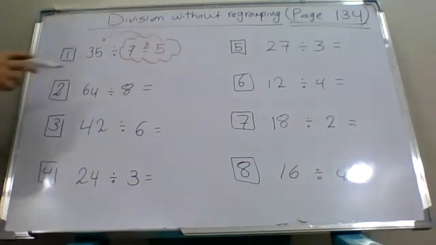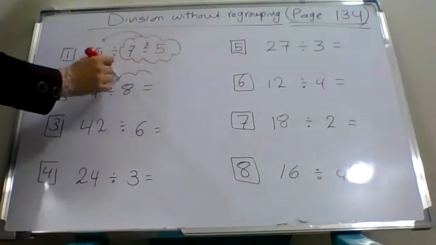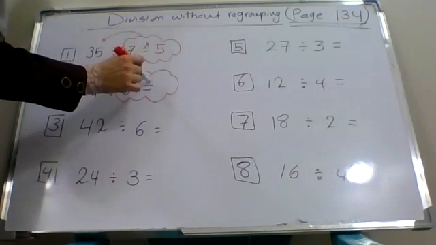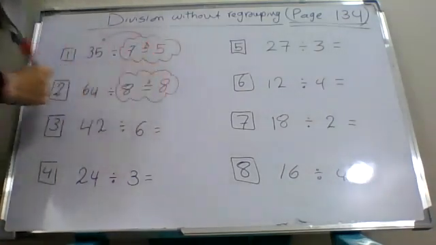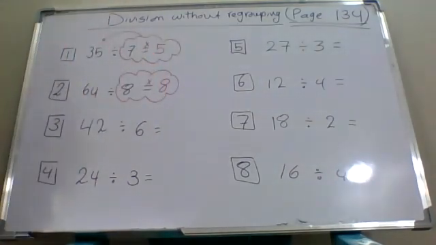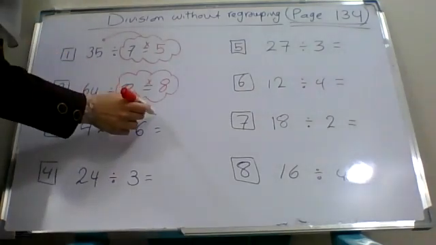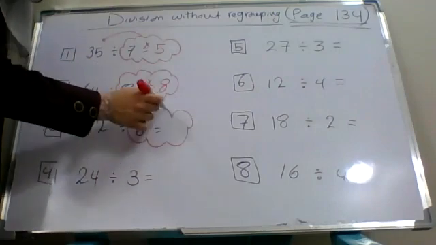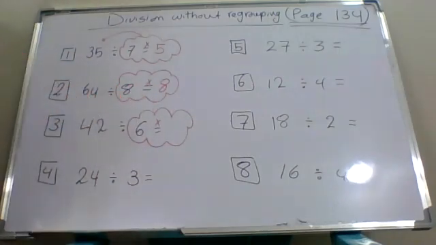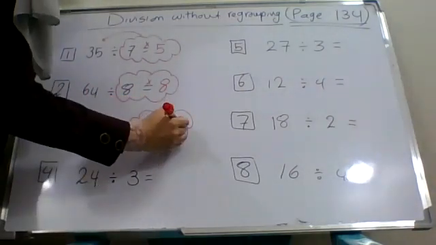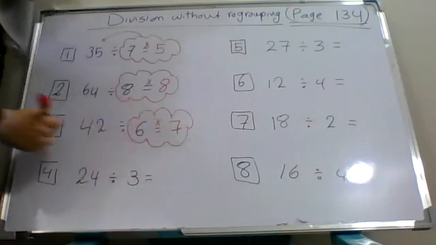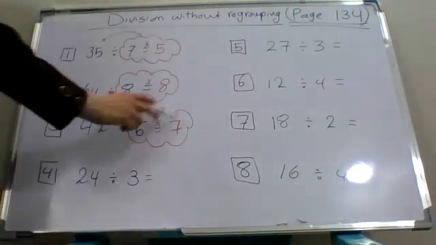It's 5, okay? How about here? What is the number that I multiply with 8? What times 8 equals 64? Okay, 64. It's 8. Excellent. So 8 times 8 equals 64. What is the number that I multiply with 6 and the answer is 42? What times 6 equals 42, or 42 divided by 6 equals? Excellent, it's 7, okay? So the answer is 7. 7 times 6 equals 42.